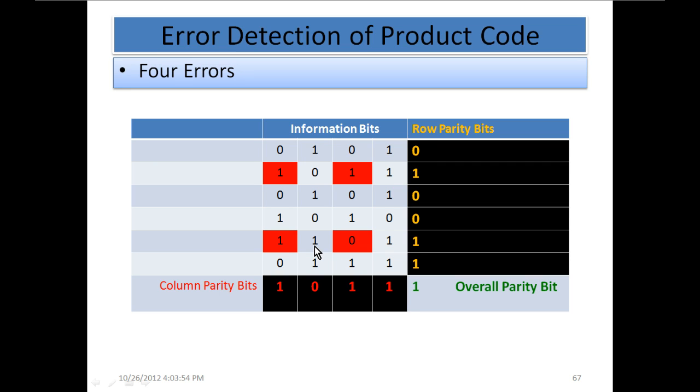Now we go through another example where we have 4 errors. For this code word, the error is not detected because there is an even number of errors. For this code word, the error is not detected because the number of errors is even. For this code word, the error is not detected because the number of errors is even, and again in this code word the error is not detected because the number of errors is even.